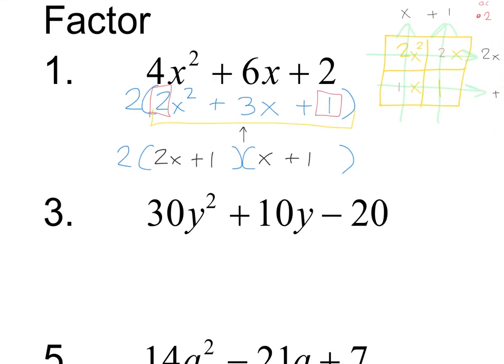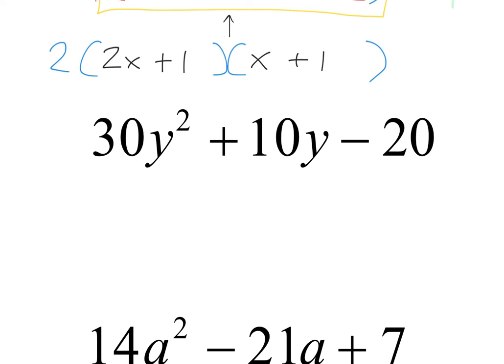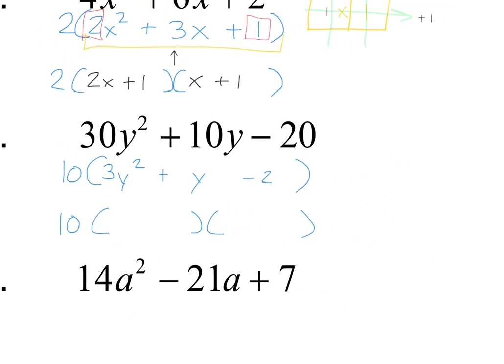So let's do another one. Let's do number 3. The greatest common factor on this one is going to be 10, leaving us with 3y squared plus y minus 2. So my 10 is already there as a part of my answer. To figure out the rest, we're going to use our box method.